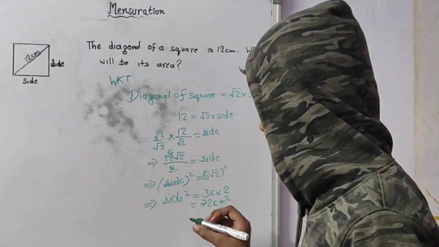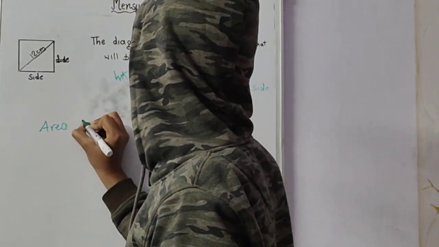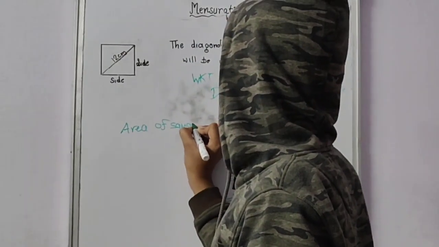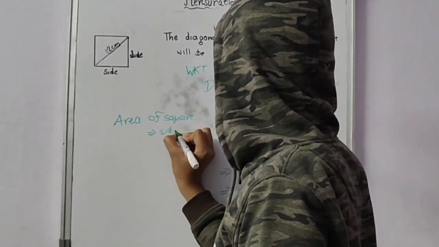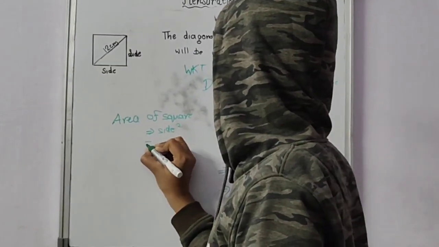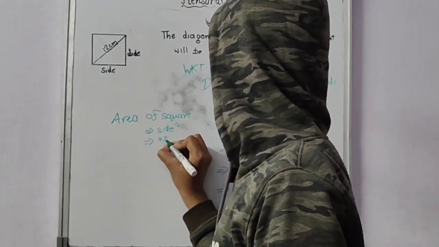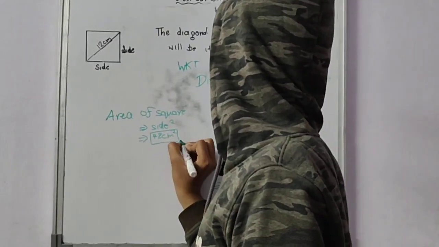As we already know, area of square equal to side square. What is side square? We already found out. It is 72 centimeter square will be our answer.